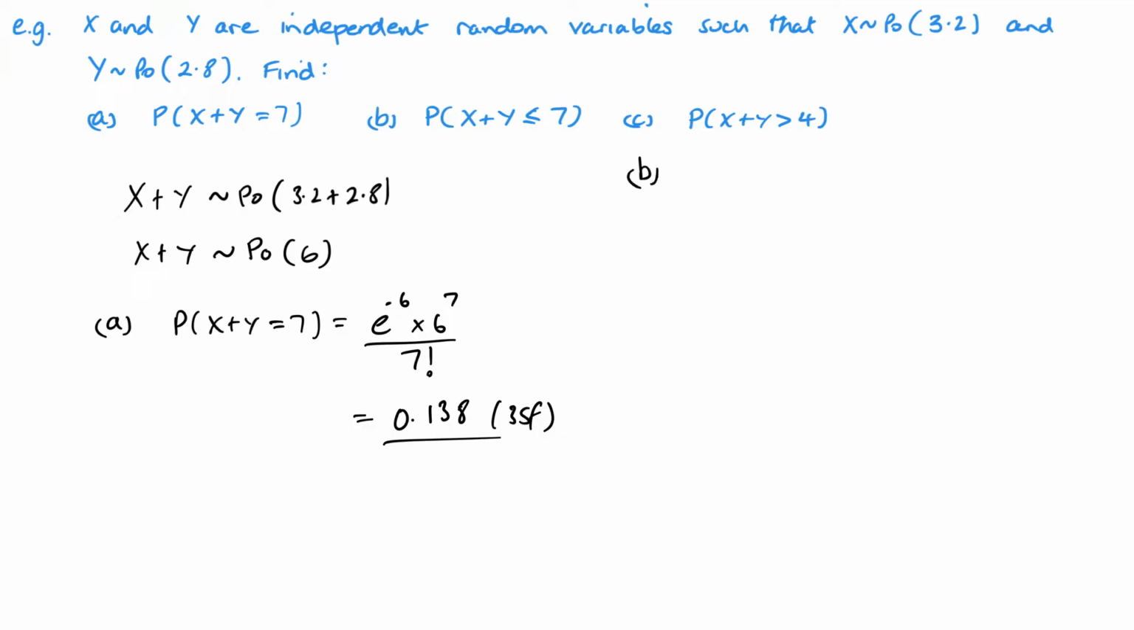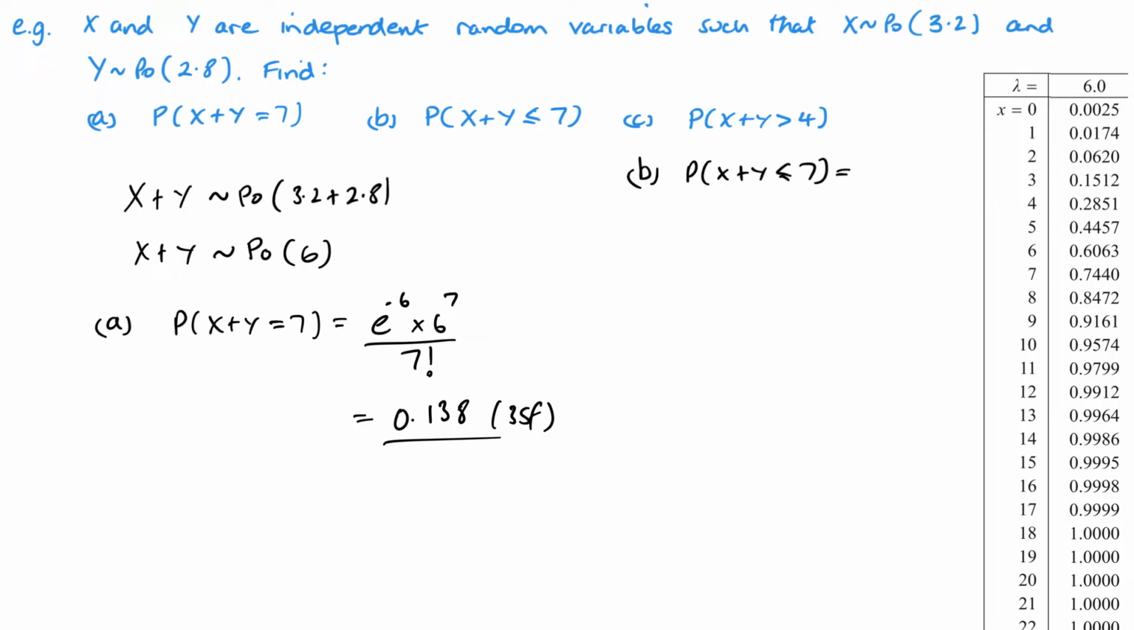Part B: now we're looking at X plus Y less than or equal to 7. This would be using our tables, and we can see right here, 7, 0.7440. That's just 0.744.